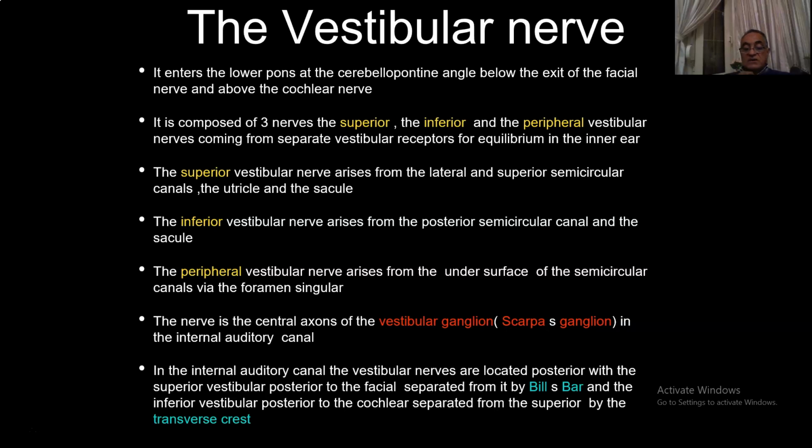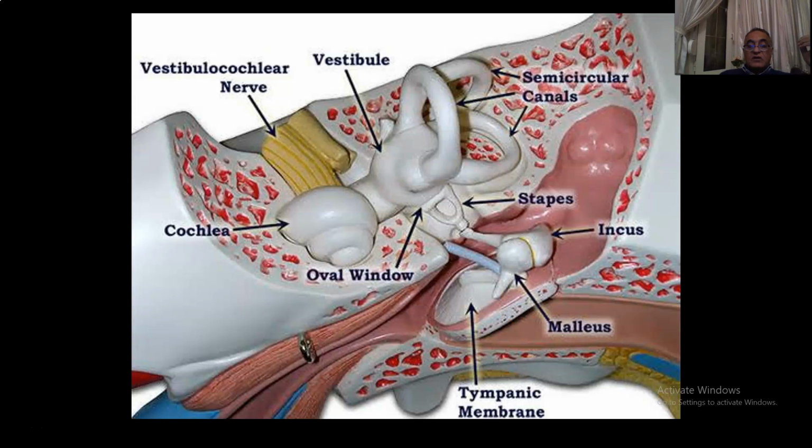In the internal auditory canal, the vestibular nerves are located posterior, with the superior vestibular nerve posterior to the facial nerve, separated from it by the vertical crest or Bill's bar, and the inferior vestibular nerve posterior to the cochlear nerve, separated from the superior by the transverse crest. We talked about it in the facial nerve, and we'll talk about it right now again.